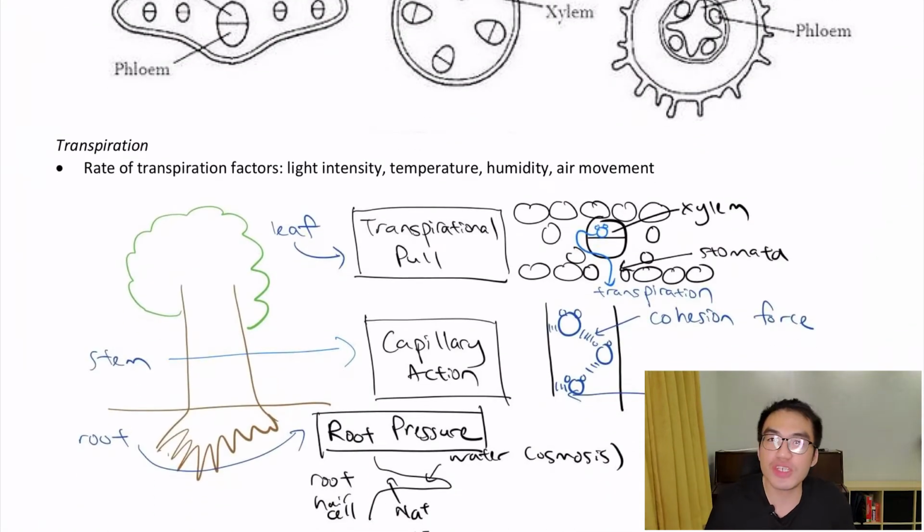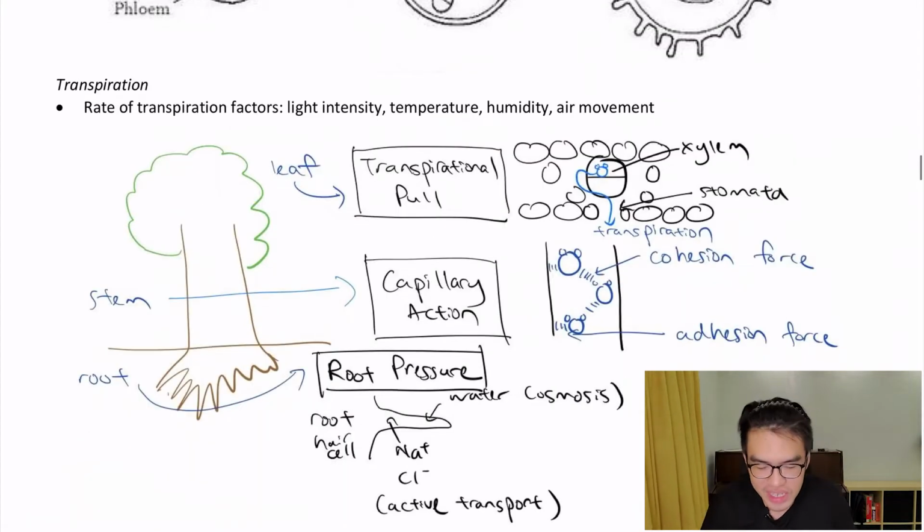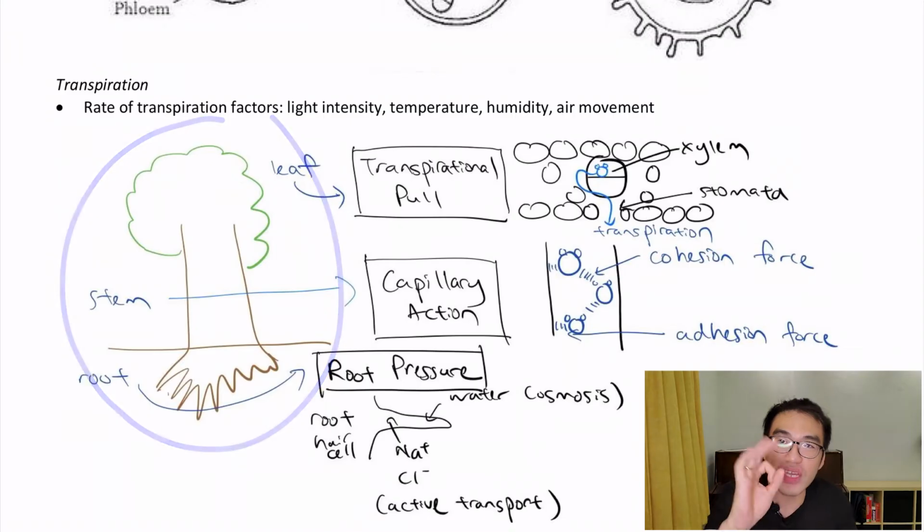So transpiration, you have 4 factors affecting it. Light intensity, more light, more transpiration. Temperature, the hotter it is, more transpiration. Humidity, more humid, less transpiration. Air movement, more wind, more transpiration. This is your transpiration. You have 3 things happening here.